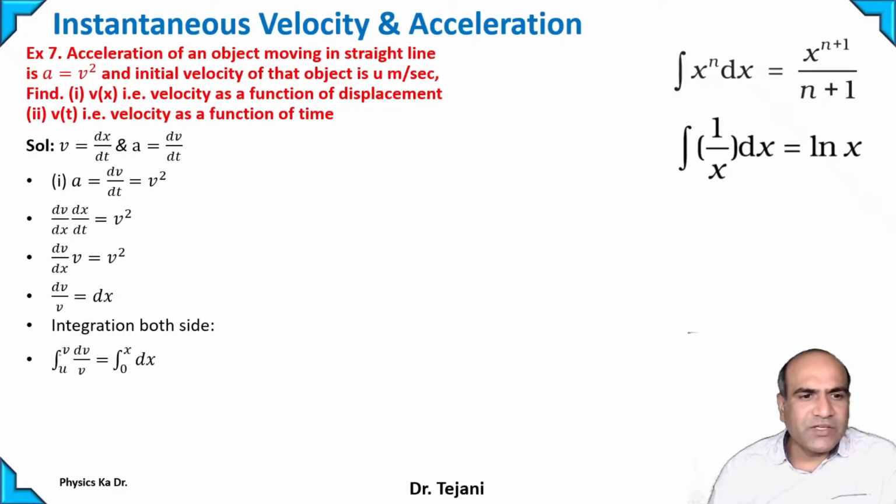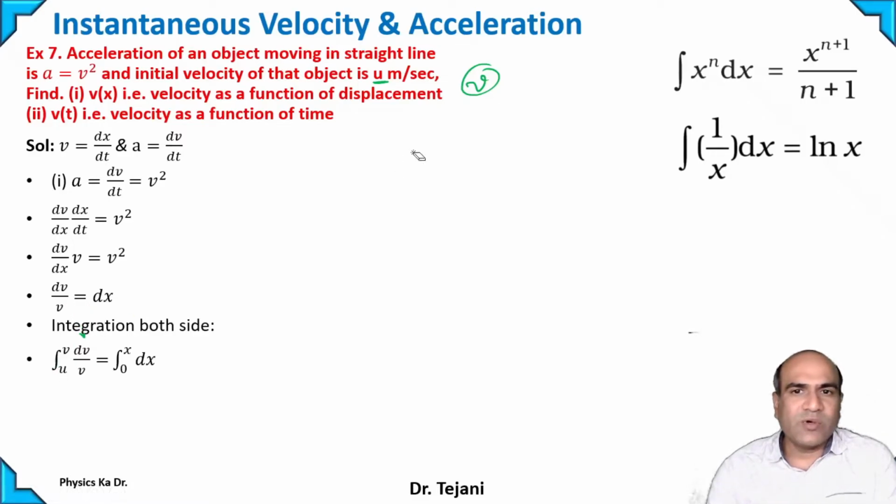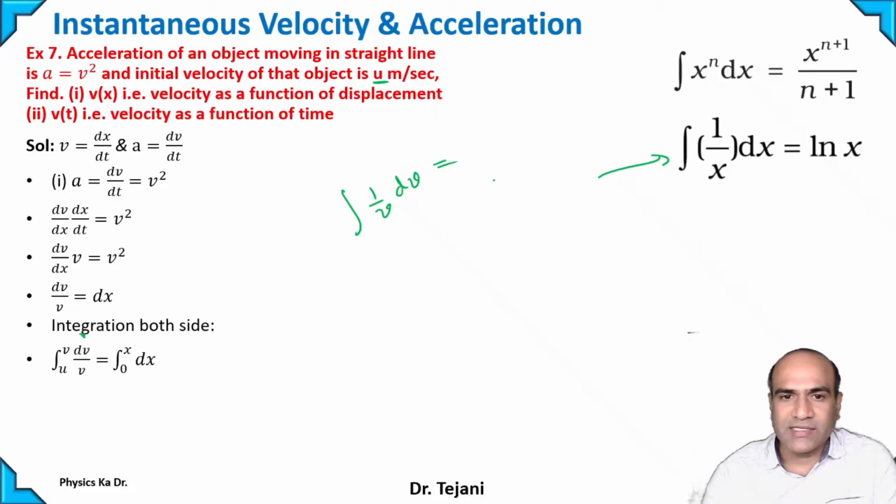The integration starts with u initial. This shows the initial limit and that shows the final limit: the integral from u to v equals the integral from 0 to x. It is mentioned that the initial velocity is u and therefore the final is v, so it runs from u to v. On the opposite side, initially the displacement is 0 and finally it is x. Now the integral of 1 by v dv is equal to, as we saw, the integral of 1 by x dx, so that becomes ln of x.